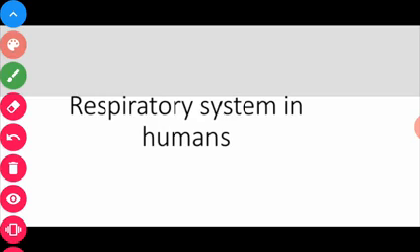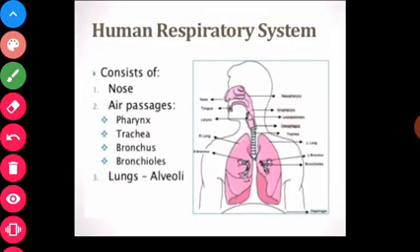And today's topic is respiratory system in humans. Dear students, like other animals, humans too have specially designed respiratory organs. All these organs together form the respiratory system. The human respiratory system consists of two parts, respiratory tract and respiratory organ called lungs. Respiratory tract consists of nose, nasal passage, pharynx, larynx, trachea, and the lungs consist of bronchus, bronchioles, alveoli.